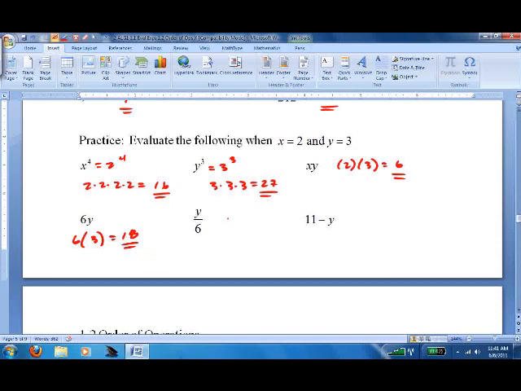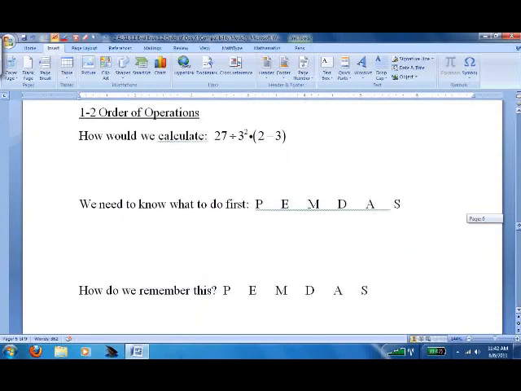This is y over 6, which is 3 over 6, which is 1 half. Could we write that as a decimal? Yes, we could. We'd rather leave it as a fraction. Us math geeks like it that way. Don't ask why. 11 minus 3 is 8. And that's it. Flip page over. We'll try some order of operations.